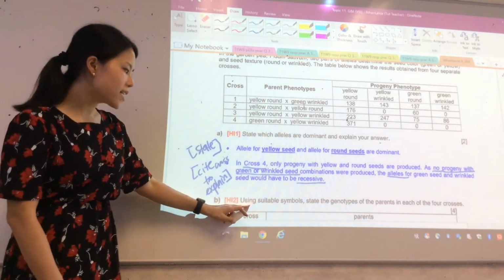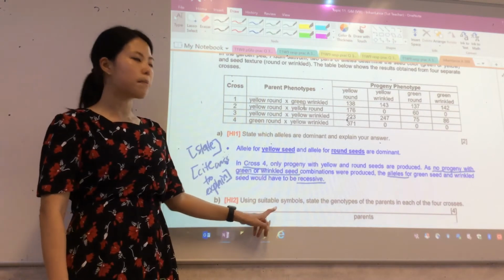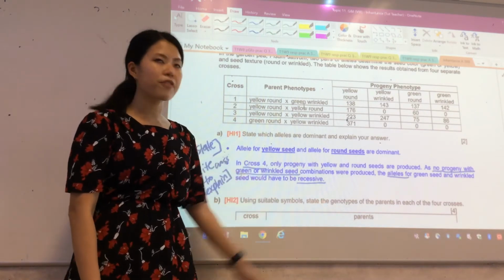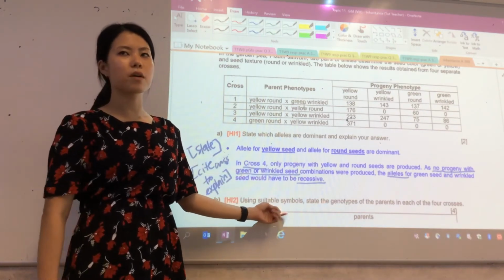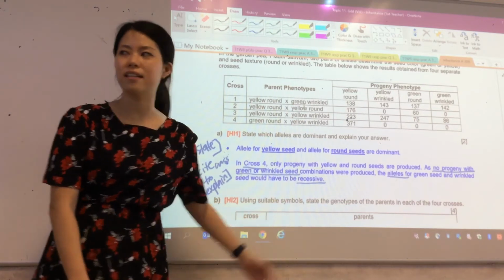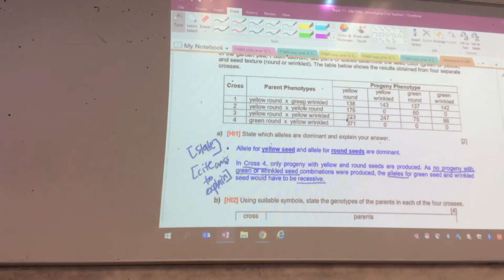So the next part of the question is using suitable symbols, state the genotype of the parents. I saw that some of you were a bit struggling with this. So what do you need to do? First of all, let's assign alphabets, because we are supposed to use suitable symbols. The symbols that you use may be different from mine. It doesn't matter, as long as you have a key somewhere.